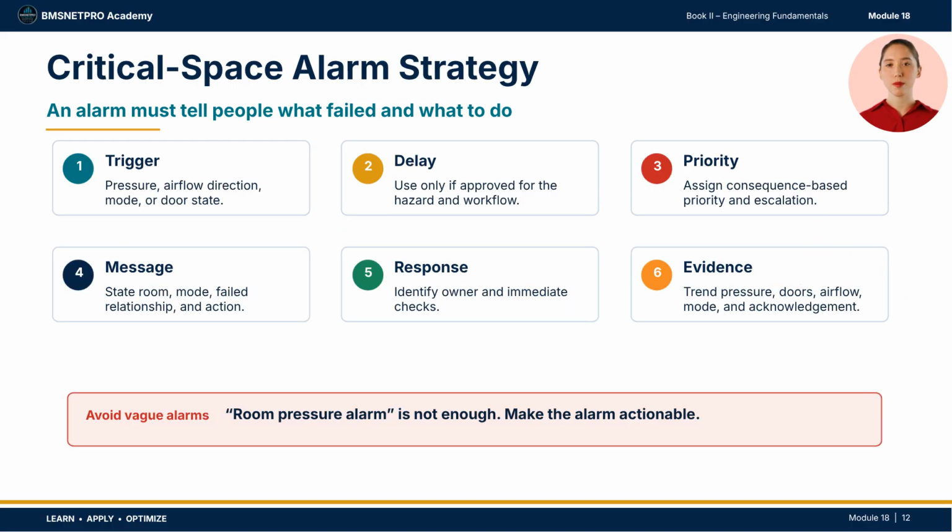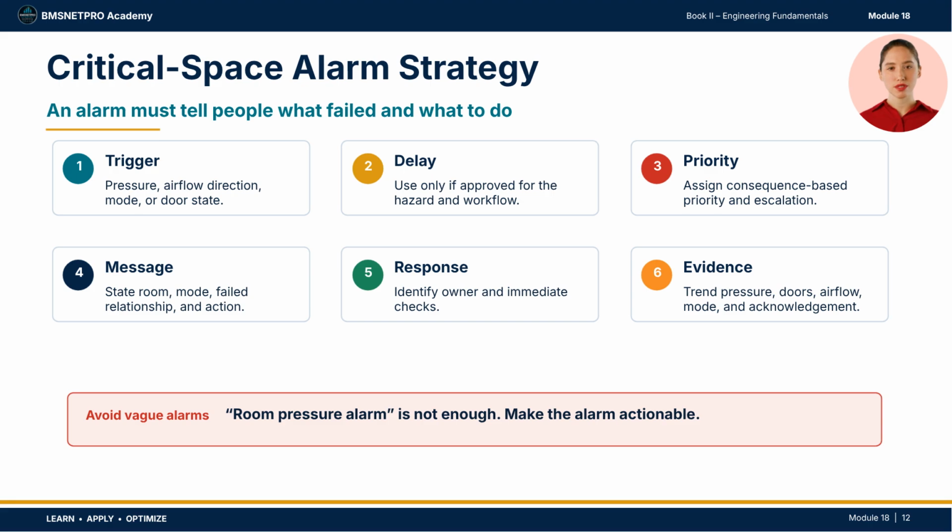Critical space alarms are part of the operating procedure. An alarm should not simply say room pressure alarm and leave the operator guessing. It should identify the room operating mode, failed relationship, door condition if relevant, alarm delay, required response, and escalation path.